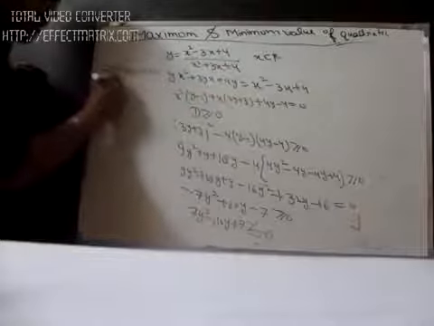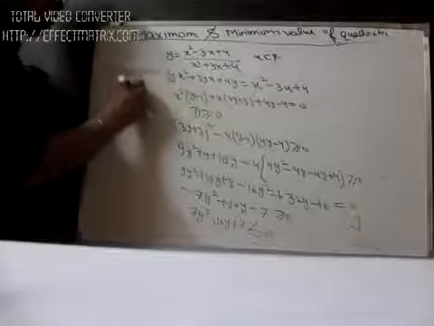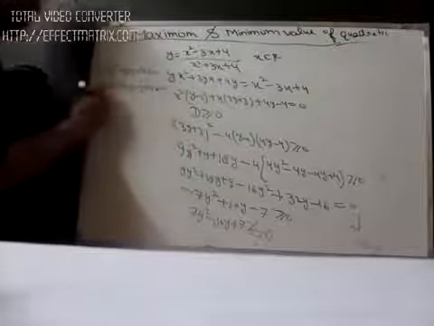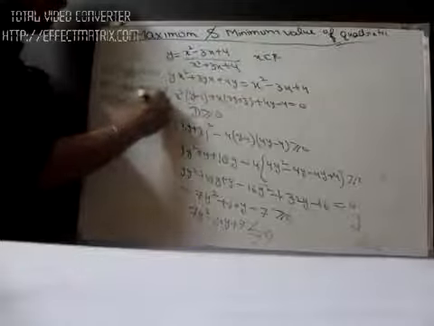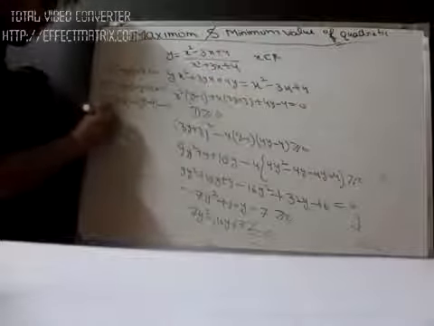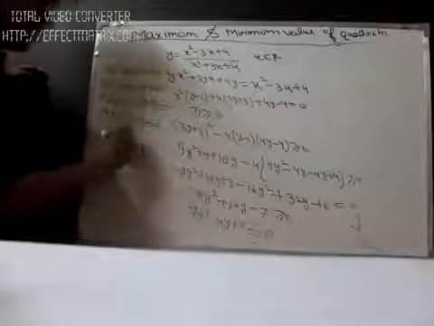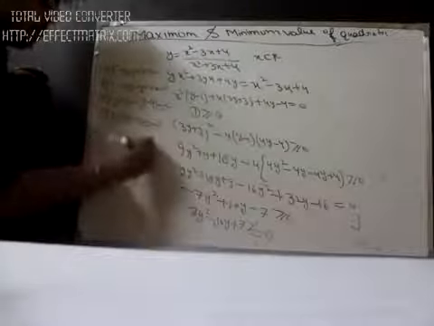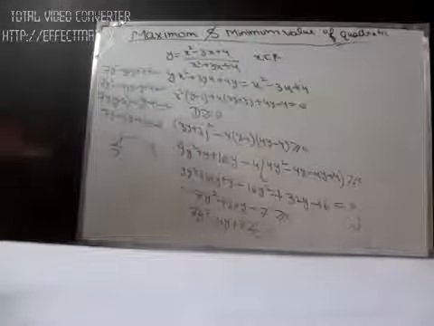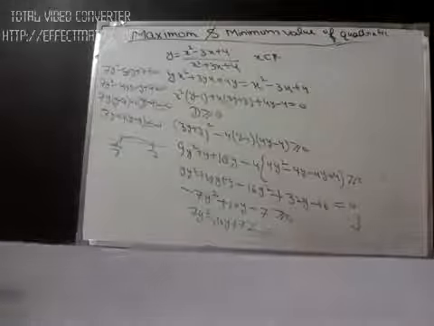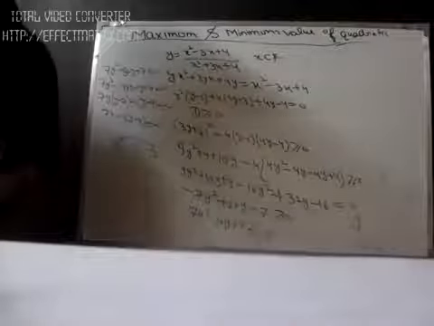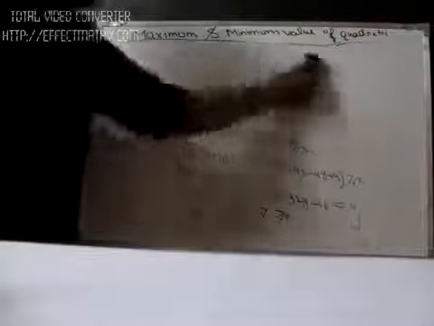So 7y square minus 49y minus y plus 7 is less than or equal to 0. So 7y (y minus 7) minus 1 (y minus 7) is less than or equal to 0. So (7y minus 1)(y minus 7) is less than or equal to 0. So the roots are 7 and 1 by 7. So the minimum value will be 1 by 7 and the maximum value will be 7. So this is the process to find the maximum and minimum value of a quadratic function or quadratic equation. Okay.